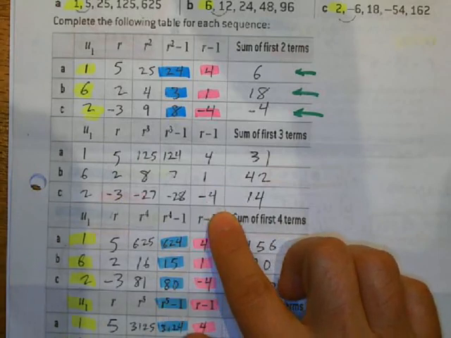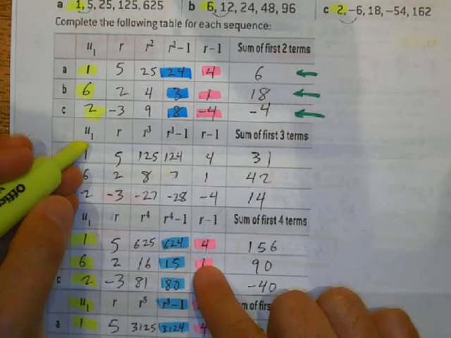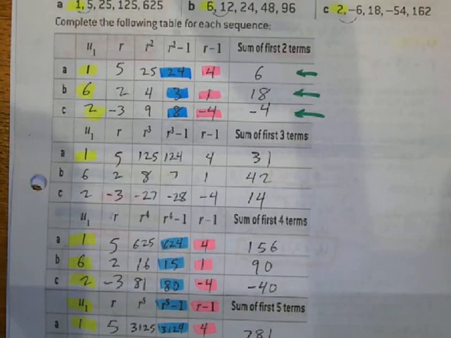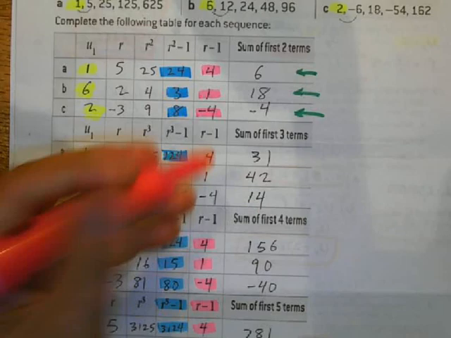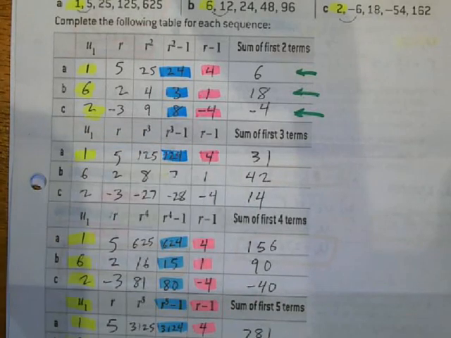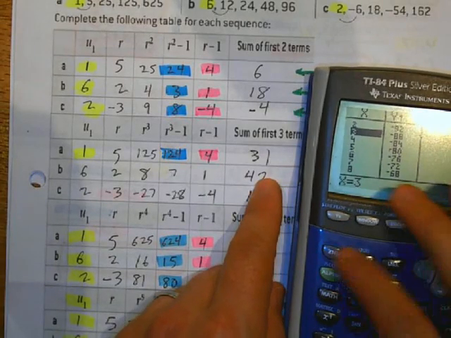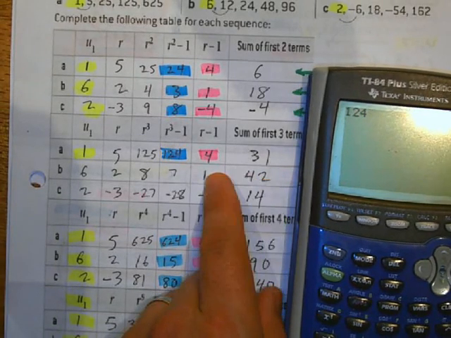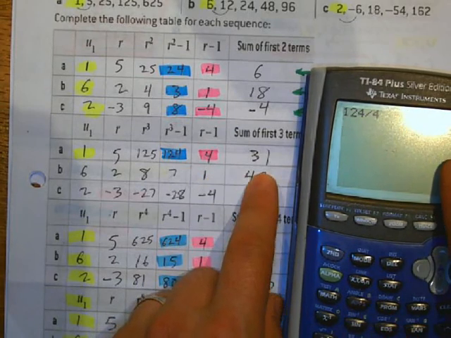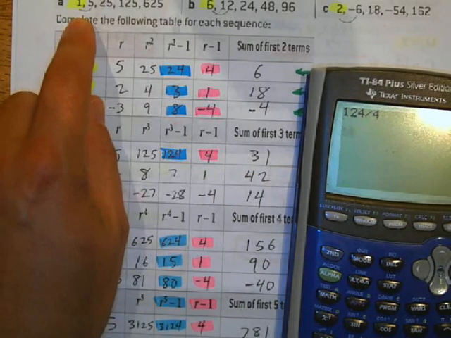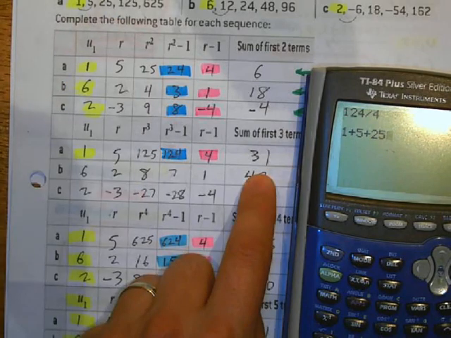And let's see if this works. U1 times our blue value, 124, divided by pink. Let's see if that works. Is 124 divided by 4 equal to 31? 124 divided by 4 gets me 31. And this is adding the first three together. So is 1 plus 5 plus 25 equal to 31? It does.